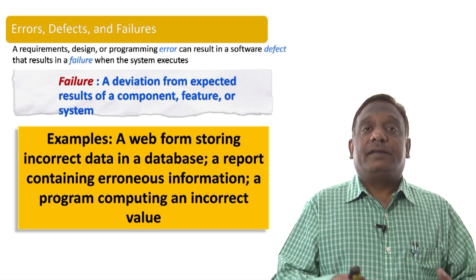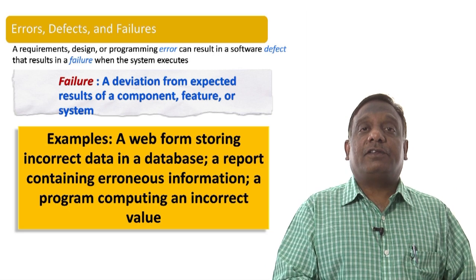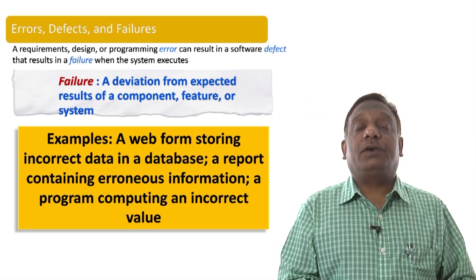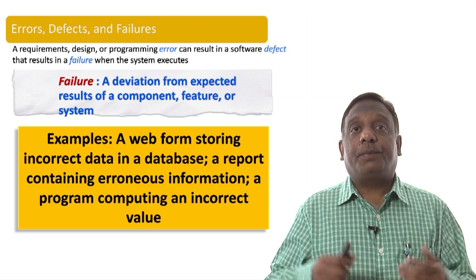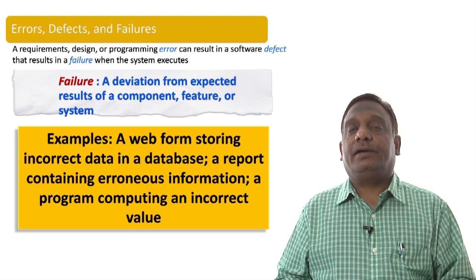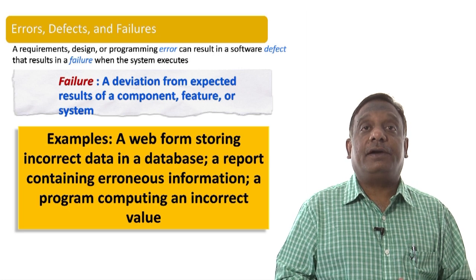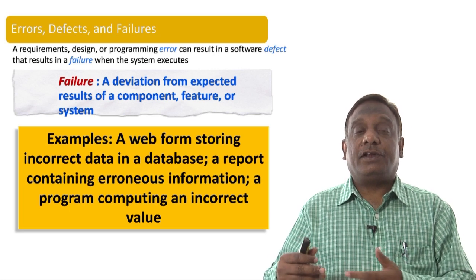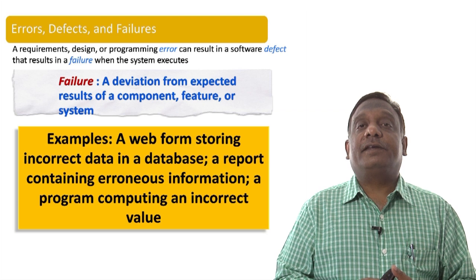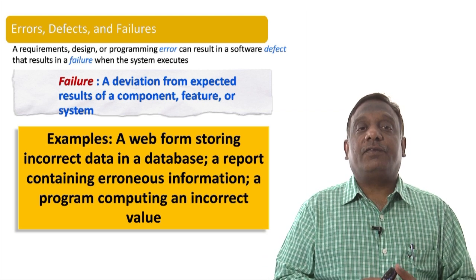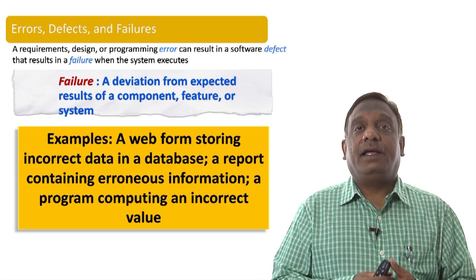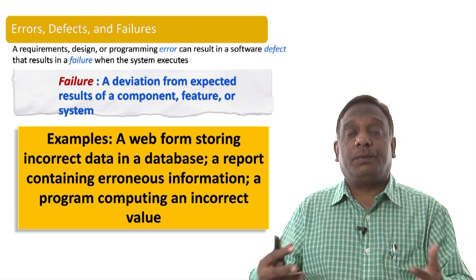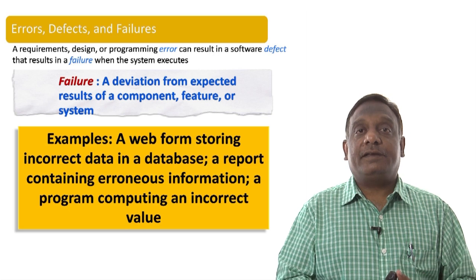So let's say a software with a few defects went to the end user or to production. In production, if there is a deviation from the expected result of a component or feature or system with respect to its actual results, then we call the software as failed. So a deviation between the expected behavior and actual behavior of a system, we call it a failure.